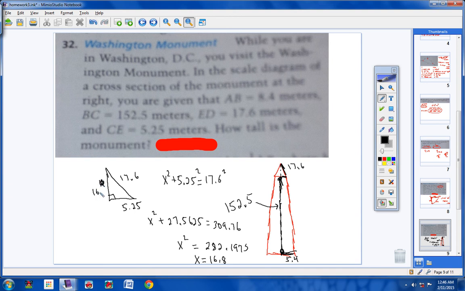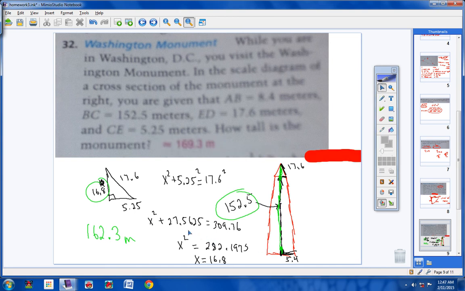So students, think about it. I now know the height from here all the way down to here. It's this right here. And now I know the height from here all the way up to here. It's this right here. So add those two together, and you're going to get the correct answer of 169.29. I'm just going to put 162.3 meters.